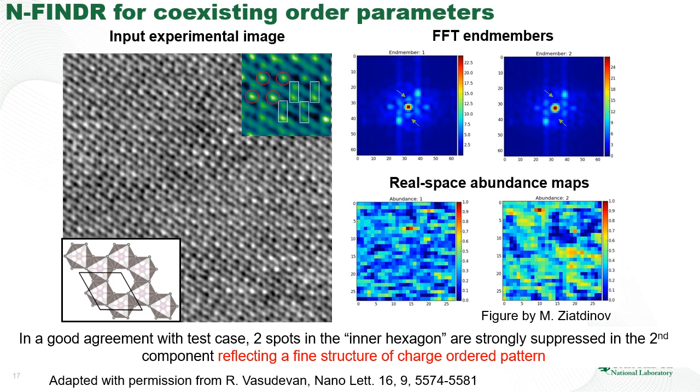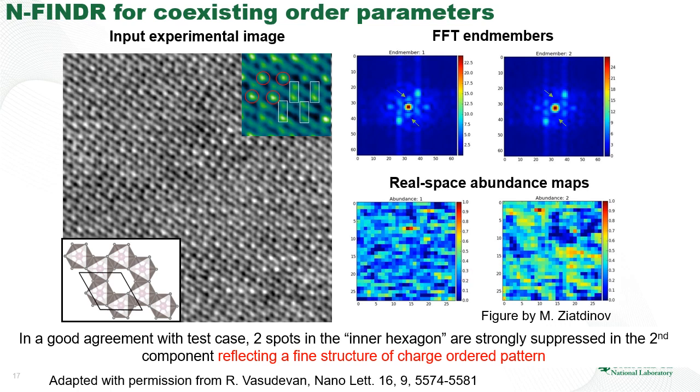So again, we define our sliding window, we perform the Fourier transform, we analyze the stack of the Fourier transforms with the nFinder, and we get one n-member, and we get a second n-member. Notice that there are Fourier peaks that are present in one, and they are completely absent in the other one, so we learn something about the physics of this material. So the presence or absence of the Fourier peak tells us about what is the symmetry breaking mechanism in the system. It's also illustrative to look at the abundance maps.